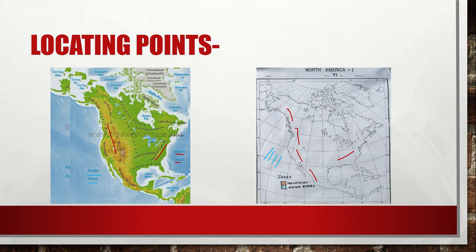The smallest ocean, that is the Arctic Ocean, which is lying between the Arctic Circle and the North Pole, we will mark the Arctic Ocean. Then we will mark the Hudson Bay, which is, here you can see, the Hudson Bay surrounded by the Canadian Shield.